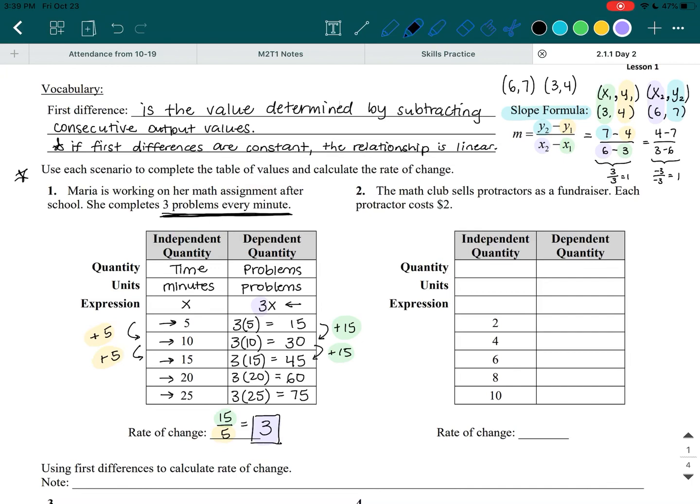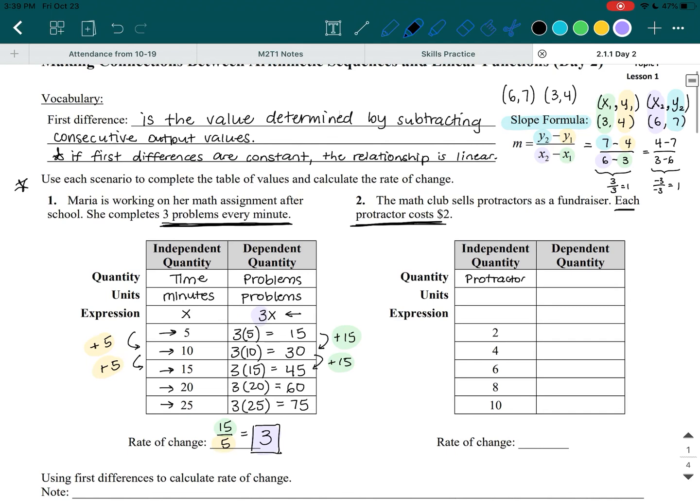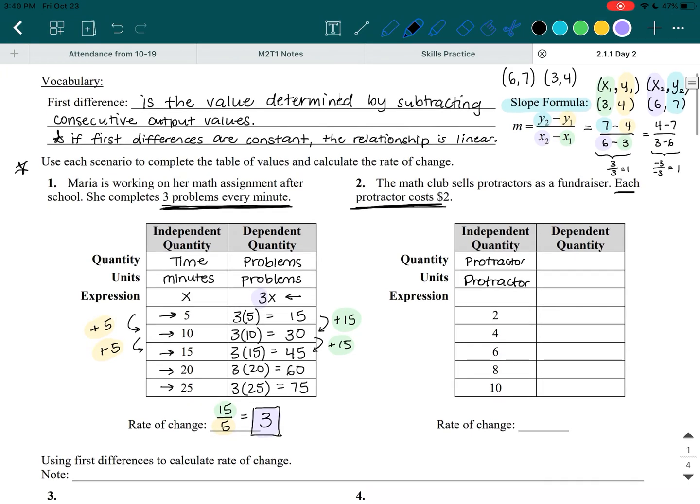Let's do the same thing for the problem on the right, so for number 2. For number 2, it says, the math club sells protractors as a fundraiser. Each protractor costs $2. This problem should seem familiar because we did it in class 2 days ago. The independent quantity for this one is protractor. And protractors are just measured in the units of a protractor. So don't worry, you can write the word protractor twice. I'm not too focused on the language here, it's okay.